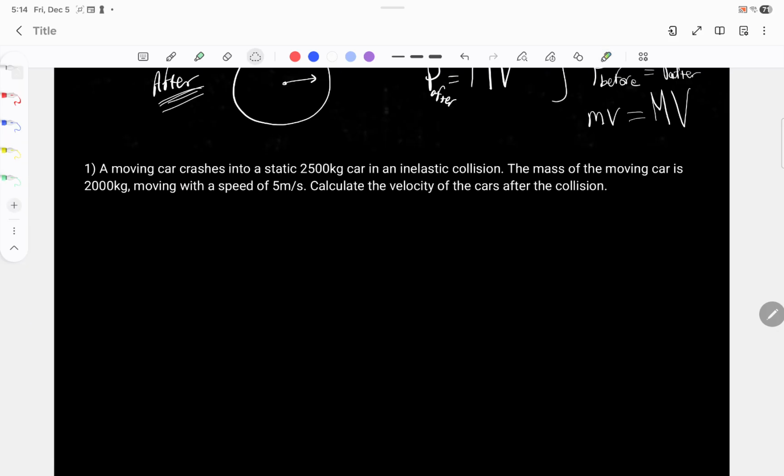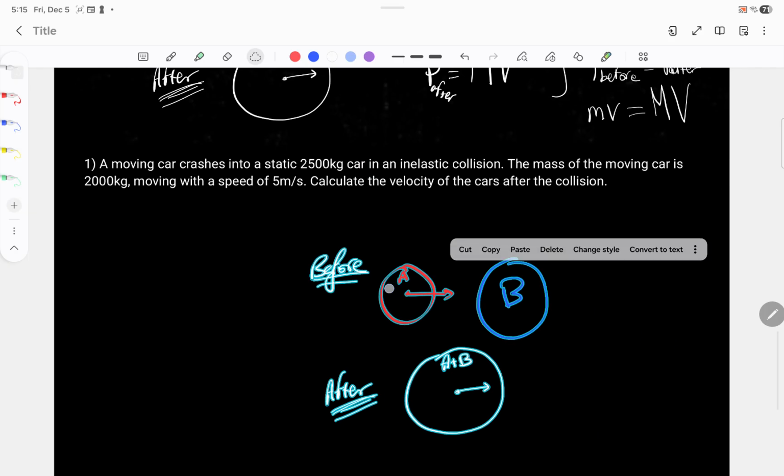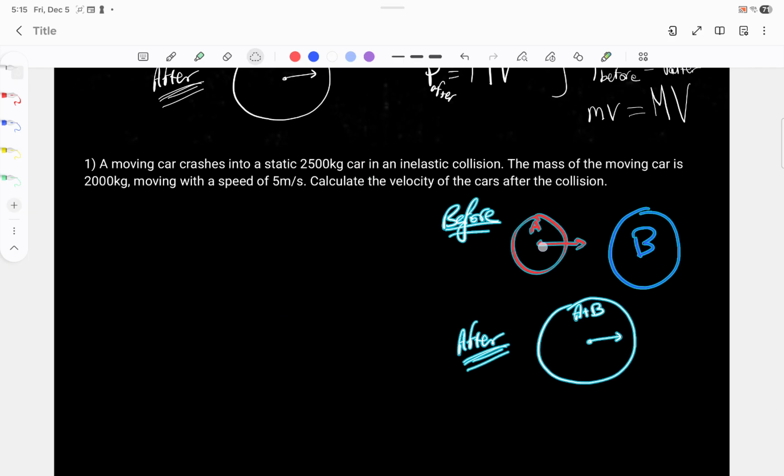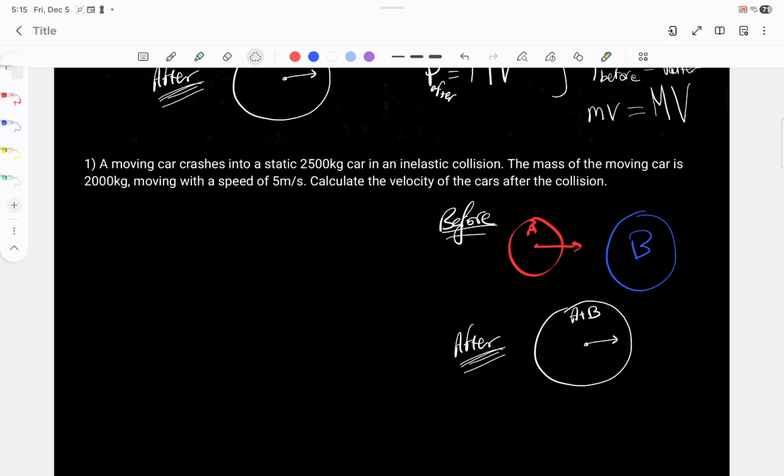So let's look at this example. A moving car crashes into a static 2,500 kilogram car in an inelastic collision. The mass of the moving car is 2,000 kilograms, moving with a speed of 5 meters per second. Calculate the velocity of the cars after the collision. So let's draw this. It's always nice to draw, given that this helps us see the scenario as it's going on. We always need to draw the same diagram, really, no matter what the exercise is telling us, especially given that we know that this is an inelastic collision.